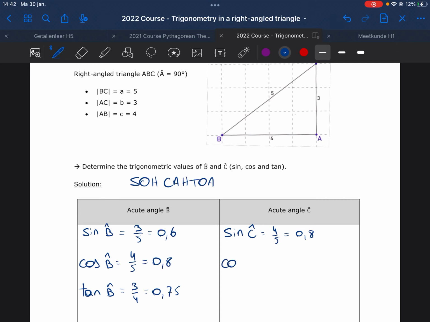The cosine of C, then we'd have to divide the adjacent side over the hypotenuse. Well, this time this is the adjacent side and this is still the hypotenuse. So we would end up with 3 over 5. And the tangent of C equals the opposite right angle side over the adjacent right angle side. So this is the opposite, this is the adjacent, so that's 4 over 3. And we'll just leave this as a fraction.